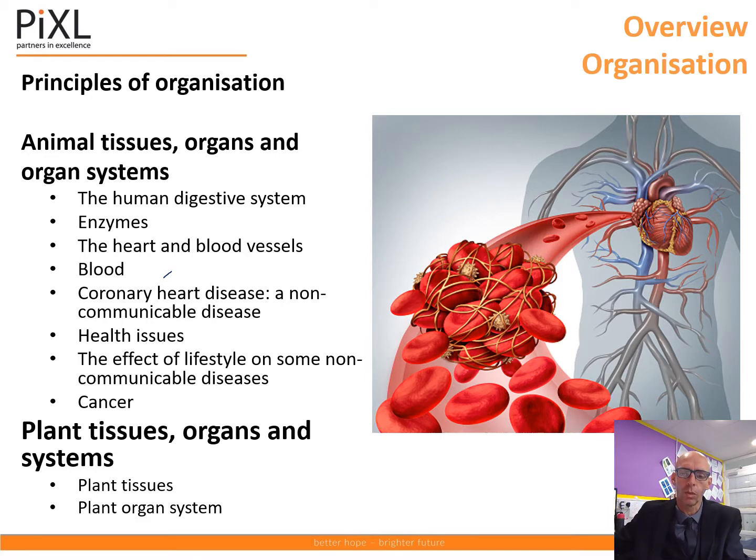Okay, so topic 2 of B1, organisation, and this is mainly about how cells are built up into bigger structures that work together called organs and organ systems, and then some of the main organ systems in the body with the digestion and circulatory system, and then some of the health issues and how those systems can be affected, and then moving on to plant organs and plant systems.